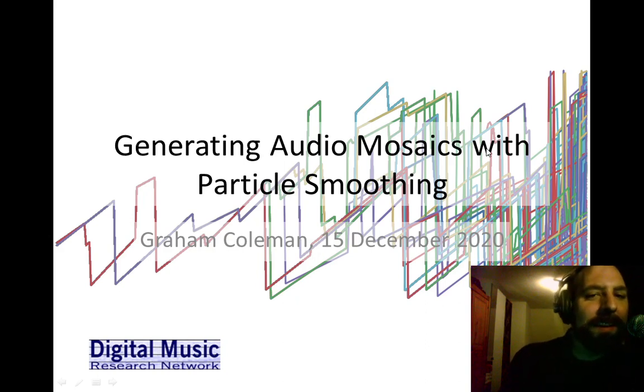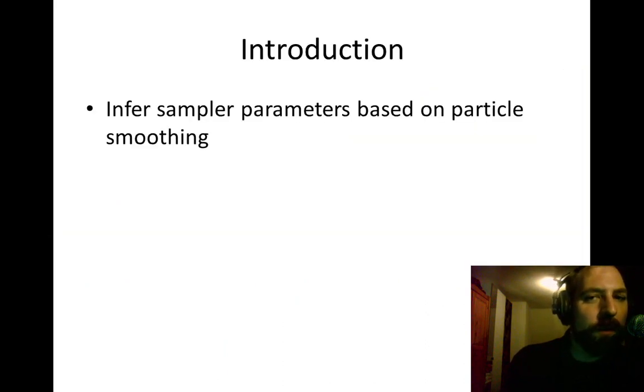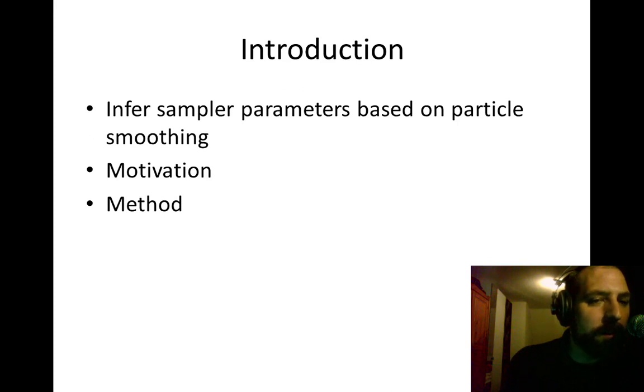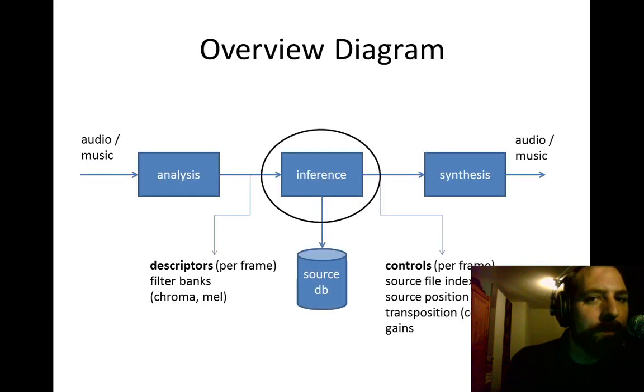So hi again. This is a re-recording of the talk I gave today at the Digital Music Research Network workshop, entitled Generating Audio Mosaics with Particle Smoothing. Today I will describe how to infer sampler parameters based on particle smoothing to make a kind of imitation or accompaniment signal. I will talk a bit about the motivation that led me to this kind of design, roughly outline the method, play some examples and give some remarks.